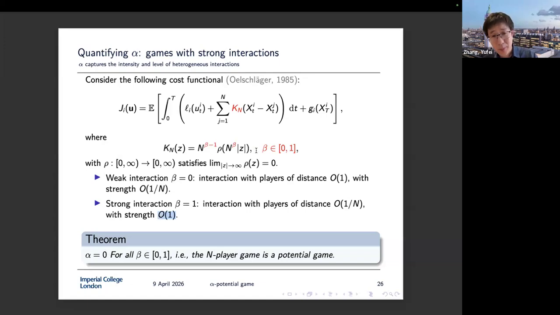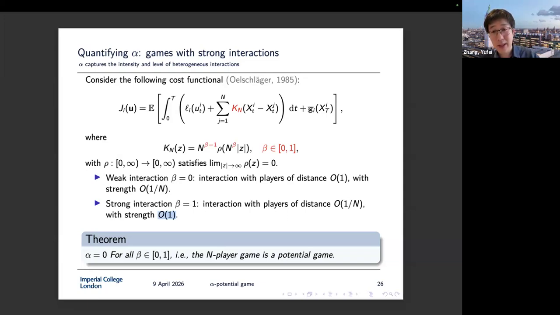But if you apply this cost function to the previous generic upper bound of alpha, we can show that in this case alpha is actually zero, no matter what the beta is. So for both the weak interaction and the strong interaction, the corresponding n-player game becomes a potential game. In a sense, if you minimize the previous cost function, solving the corresponding control problem, you are going to get a Nash equilibrium of the game.